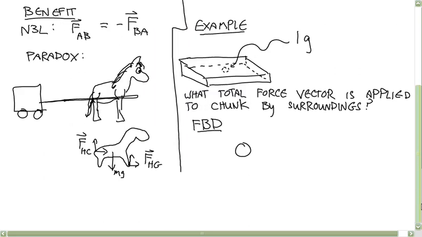What forces are acting on it? Gravity. Yep. And so that's 1 gram, which is 0.001 kilograms, so this is 0.00981 newtons. Okay, so that's gravity. And then go around the outside and look for places where other objects are touching the outline. So what other force is there? The table, right, the surroundings. And that's the force that we're trying to calculate. I'll write that as the force on the chunk by the surroundings.